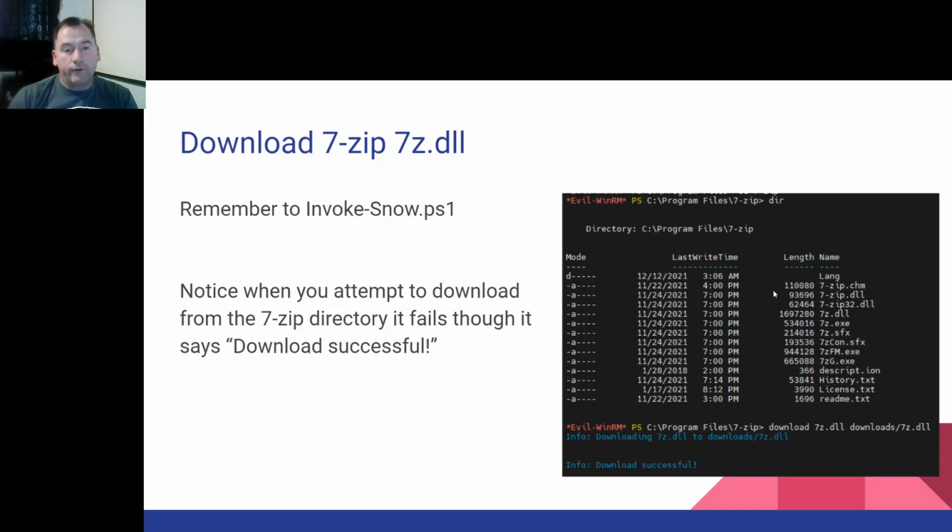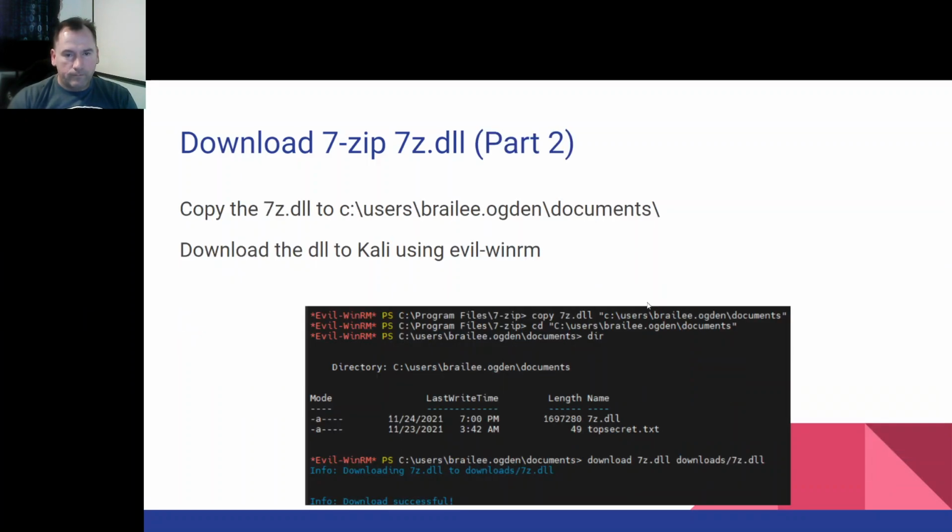it appears that the download was successful, but it actually fails because of the privileges that you need for this directory. If you need to make changes to the privileges, remember that Brayley Ogden is a local administrator and you can do that. To work around this, I actually copy the 7z.dll to the Documents folder for Brayley Ogden. And then I cd to that directory, and then I can download the 7z.dll to EvilWinRM's folder for downloads. Again, the progress bar does show up briefly, and then it disappears with a message saying download successful.